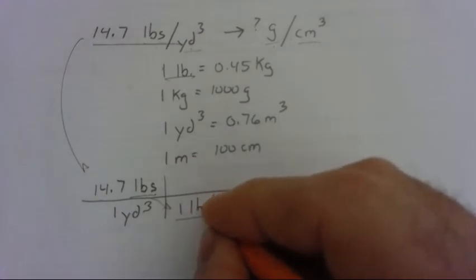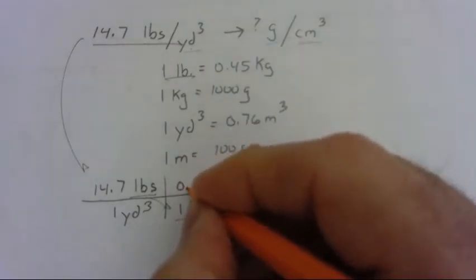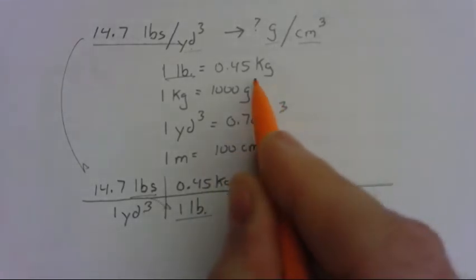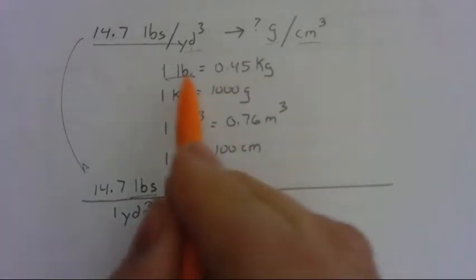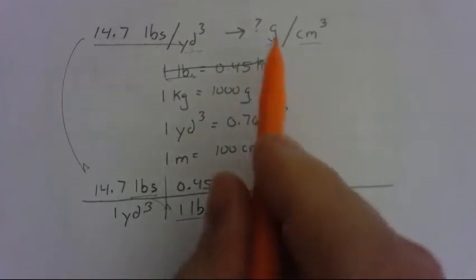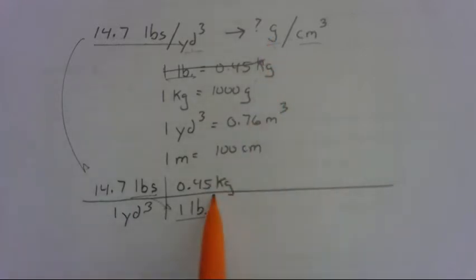So I can go 1 pound, and that's equal to 0.45 kilograms. Remember, whatever it's equal to goes on top. So I've used that one, and I cross it out. And I want to end up with grams on top, so I only have kilograms on top right now. So I need to cancel that out.